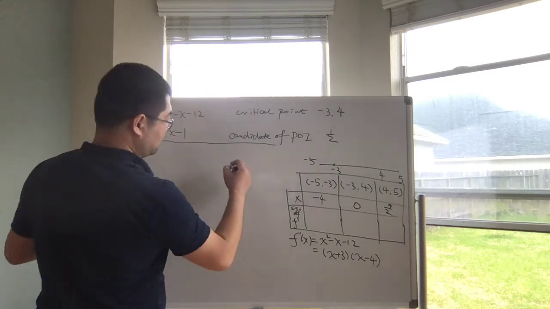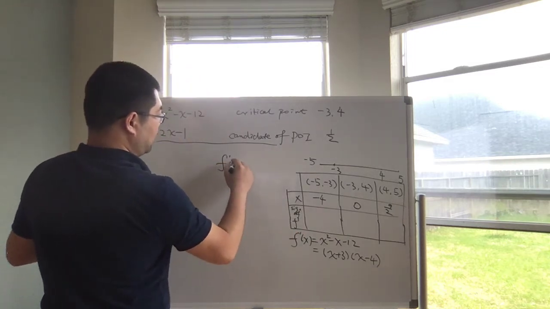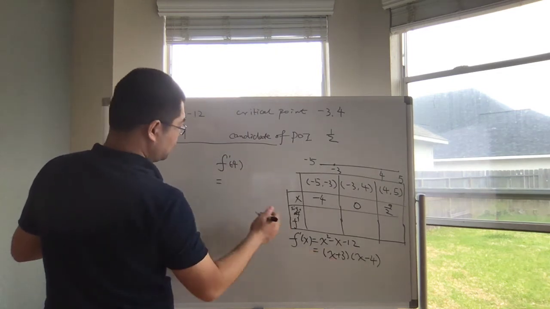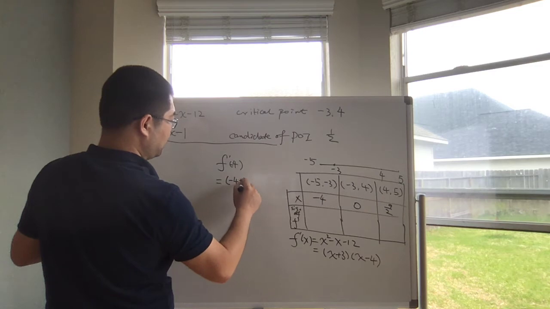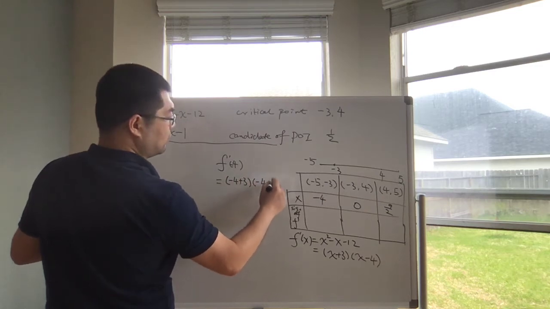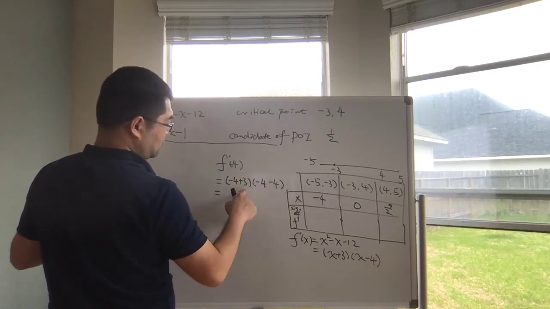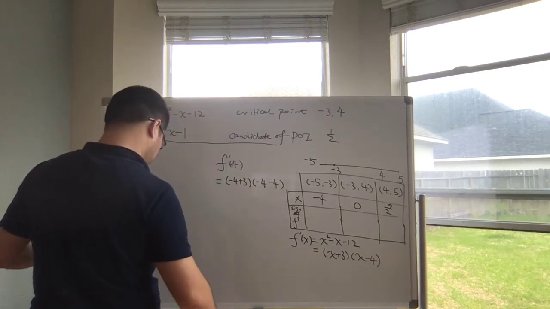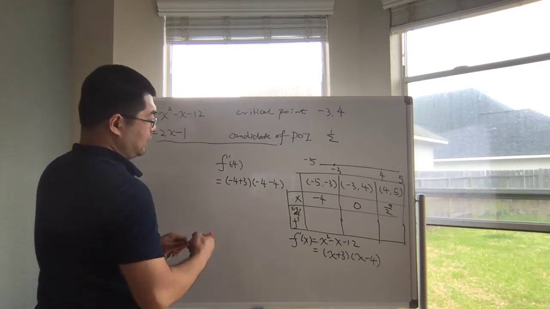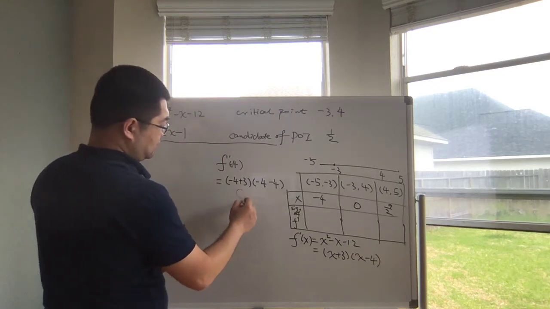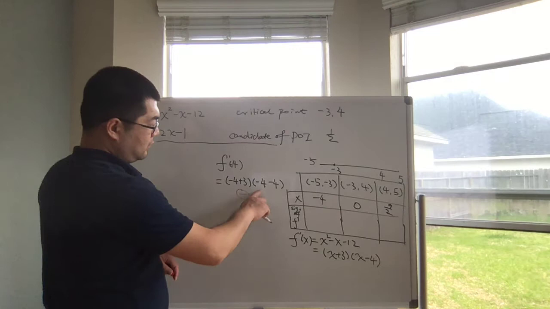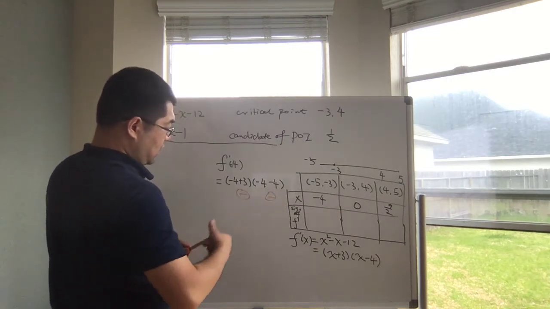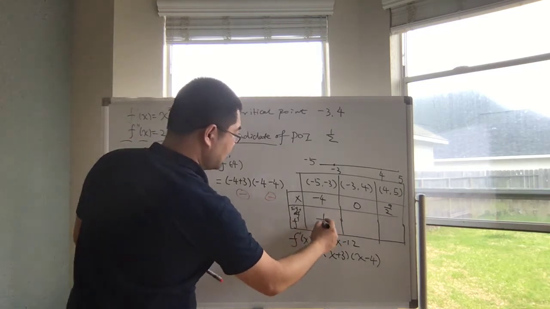Let's try one here. If we evaluate it at -4, plugging into the factor form, I'm going to have -4 plus 3 times -4 minus -4. You see, guys, right now we can already get the conclusion, because -4 plus 3 is negative, and -4 minus -4 is also negative. So the product of two negatives must be positive.